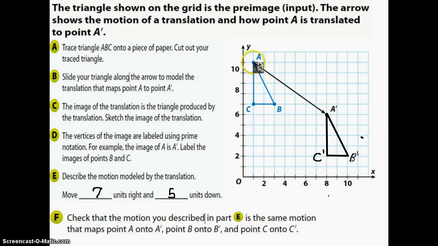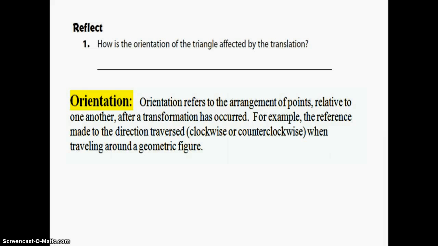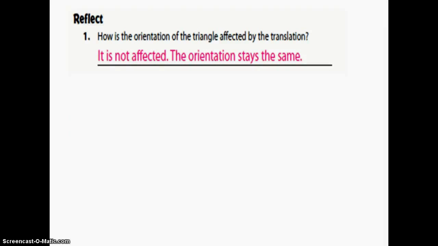So if we go back and look at this, did A switch and go down and C go up, and did B go to the left? No, it did not. They all stayed in the same position and went from one to the other. So that's what orientation is about. So stop the video and see if you can answer that question for me. Okay, so how is the orientation of the triangle affected by the translation? It is not affected at all. The orientation literally stays the same.